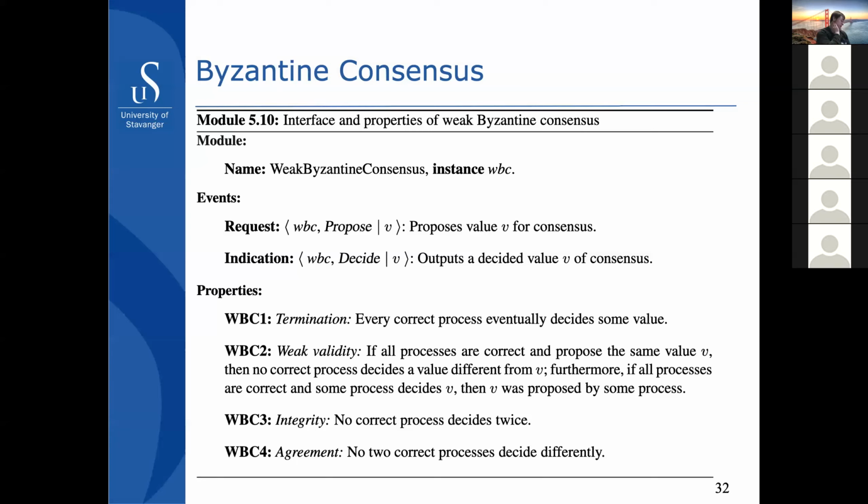The main difference is with this validity property. If all processes are correct and propose the same value v, then no correct process decides a value different from v. Furthermore, if all processes are correct and some process decides v, then v was proposed by some process. This is a kind of long description, but it only gives us some guarantees if all the processes are correct.